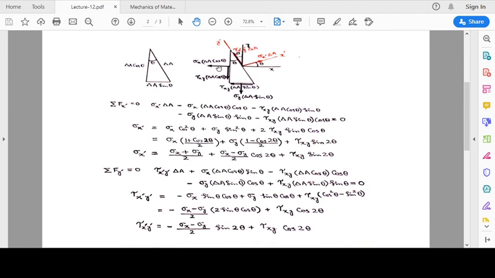So this force, tau xy into delta A cos theta, into cos theta. Cos theta is going to be the component because the angle made with the y prime direction is theta, and the component is going to be in the negative y prime direction, so this is negative.